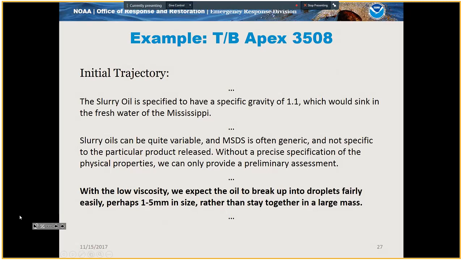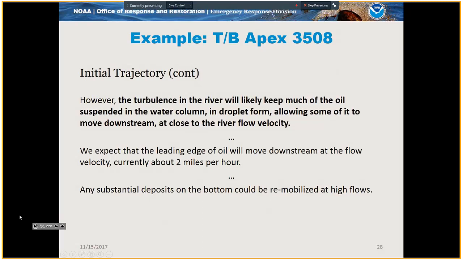And then we said, well, the data in that MSDS had a pretty low viscosity oil. So we expect this oil to break up into droplets, a few millimeters in size. That kind of droplet is going to stay suspended in the water column and get transported. So here it is. That turbulence in the river will keep much of the oil suspended in the water column in droplet form. So we're thinking that turbid oil is going to be moving downstream close to the river bottom. And so we can give an estimate based on that of where we think the leading edge is going to be, based on the deposits. And then again, if there are substantial deposits on the bottom, maybe they'll get remobilized if the river flow increases.